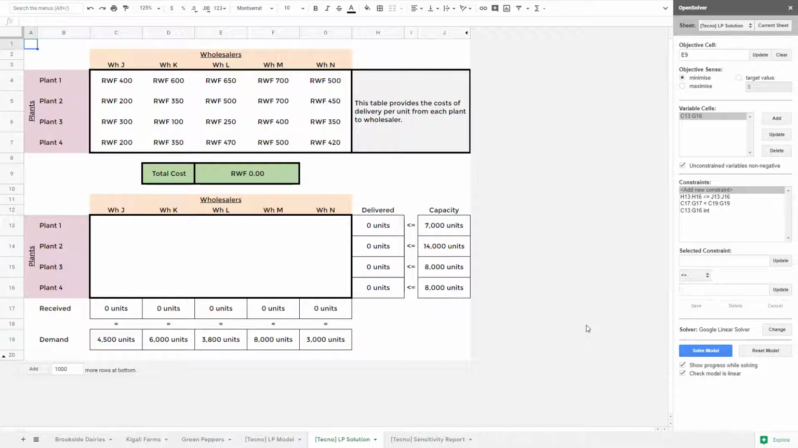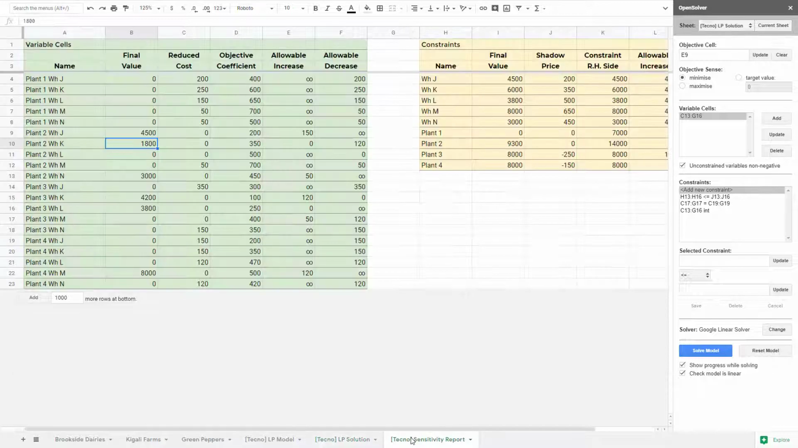Okay, welcome back. In the last video, we were looking at the Tecno LP problem. This is just a continuation. We looked at how to run the sensitivity report in Microsoft Excel. In this video, we're back in Google Sheets. We have updated the sensitivity report here, so we just basically copied and pasted over here.